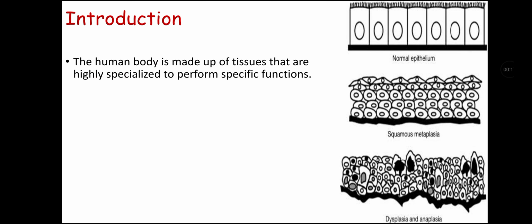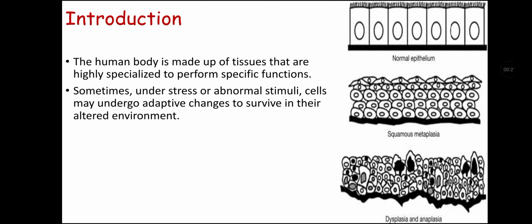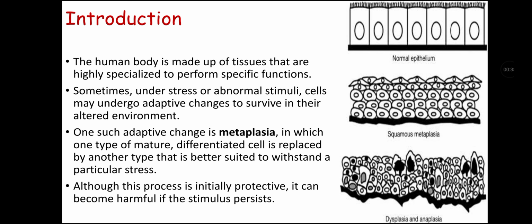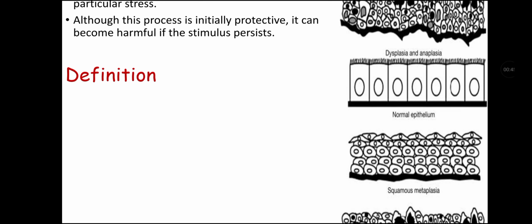Human body is made up of tissues that are highly specialized to perform specific functions. Sometimes under stress or abnormal stimuli, cells may undergo adaptive changes to survive in their altered environment. One such adaptive change is metaplasia, in which one type of mature differentiated cell is replaced by another type that is better suited to withstand a particular stress. Although this process is initially protective, it can become harmful if the stimulus persists.